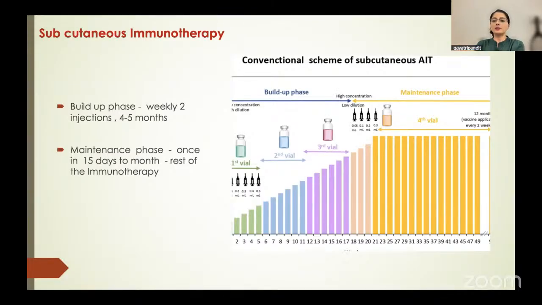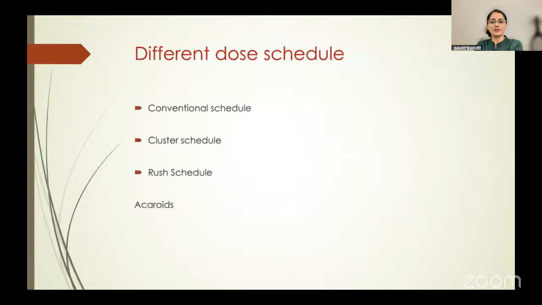Once you reach a maintenance dose, the injections are spaced between once in 15 days and once a month. That means that until that 6 months, the patient needs to visit the clinic very frequently, and then the injection becomes once a month in the conventional scheme. What I described is the most commonly practiced way, called the conventional schedule. But there are also cluster schedules, rush schedules, and hypoallergenic extracts, which give you shorter build-up phases.